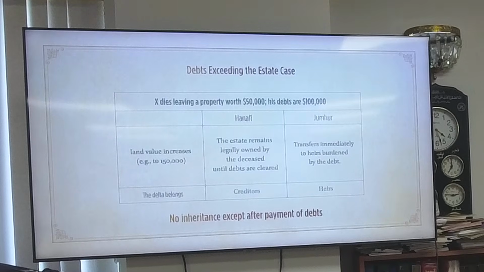So the delta belongs to the creditors, according to the Hanafis, and belongs to the heirs, according to the majority, the Jumhur. And no inheritance except after payment of debts. That's the question. Is the estate transferred burdened by debts or not? Remember the first question we asked? If there's a long dispute and there are debts involved, who gets paid, the creditors or the heirs? First question.